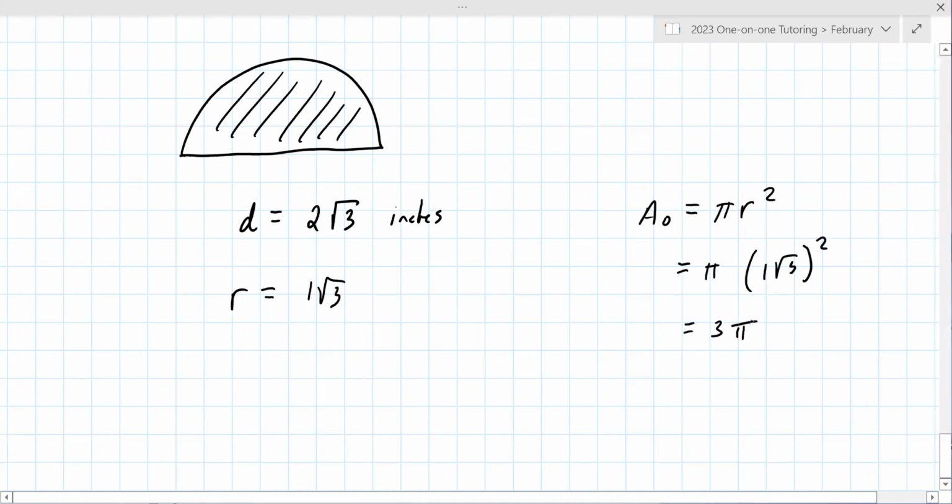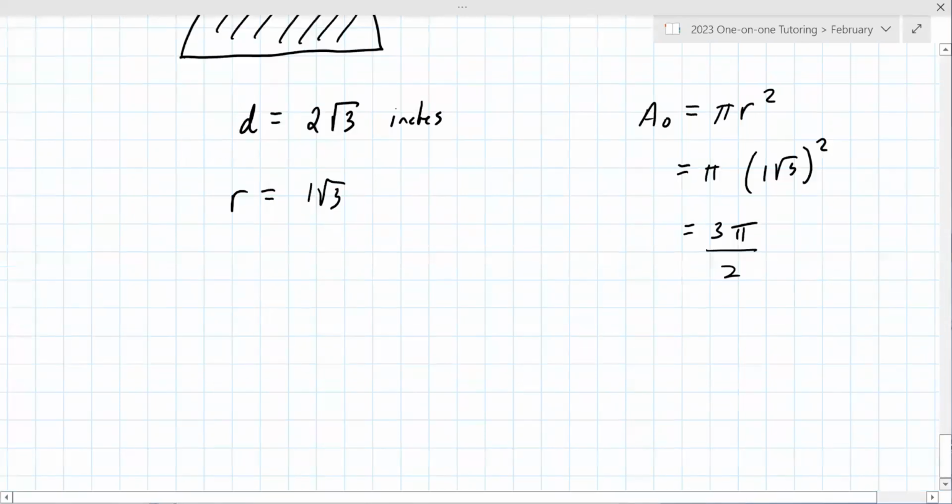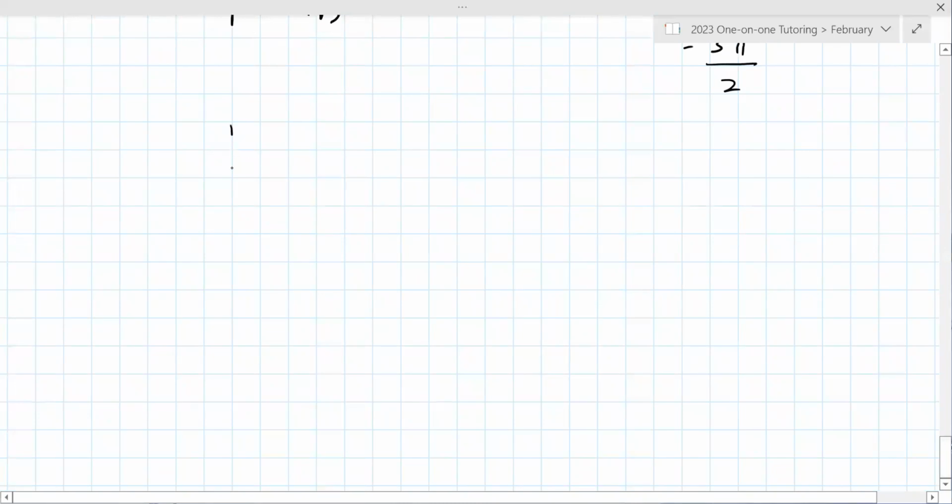But it's a semicircle, so you have to cut this in half, making it 1.5 pi. Yes. Okay. We really got to get you to do one of these on your own.